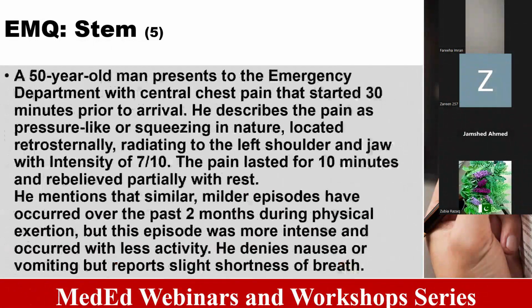And the last one: a 50-year-old man presents to the emergency department with central chest pain that started 30 minutes prior to arrival. He describes the pain as pressure-like or squeezing in nature, located retrosternally, radiating to the left shoulder and jaw with intensity of 7/10. The pain lasted for 10 minutes and was relieved partially with rest. He mentions that similar milder episodes have occurred over the past 2 months during physical exertion, but this episode was more intense and occurred with less activity. He denies nausea or vomiting, but reports slight shortness of breath. So this would be angina.